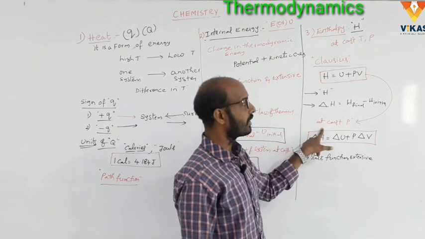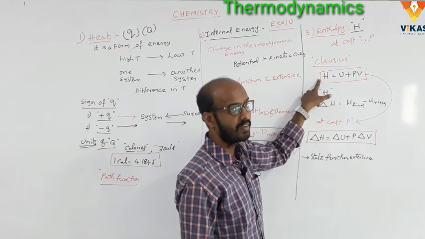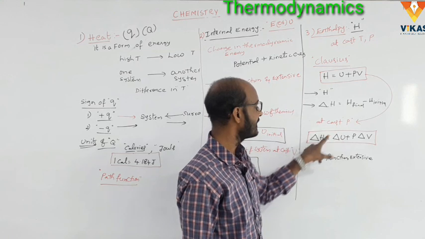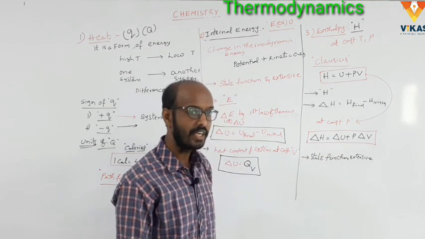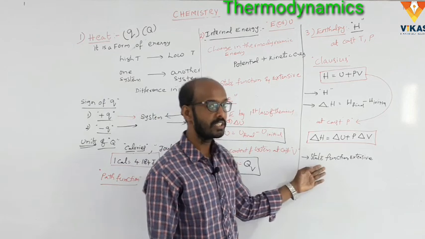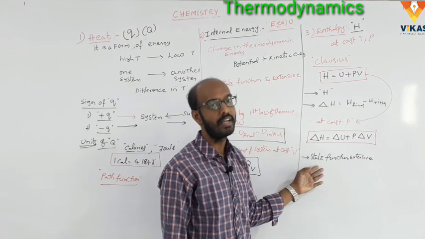So at constant pressure, we write the change in enthalpy as delta H is equal to delta U plus P delta V. It is a state function and extensive property. Why? It depends upon the state of the system. It contains the initial and final states.